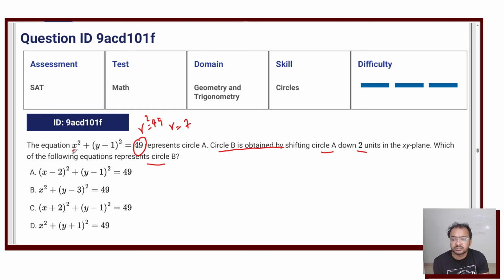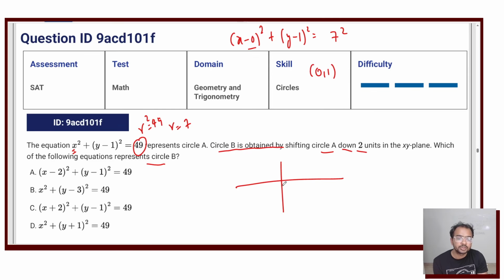So let's find the coordinates of the center of the given one. You have (x minus 0) square plus (y minus 1) whole square equal 7 square. So the coordinates are 0 and 1. If you make it go down by 2 units, 0, 1 will be somewhere here. When you make it go down by 2 units, the y value will change, from 0, 1 to 0 and negative 1.